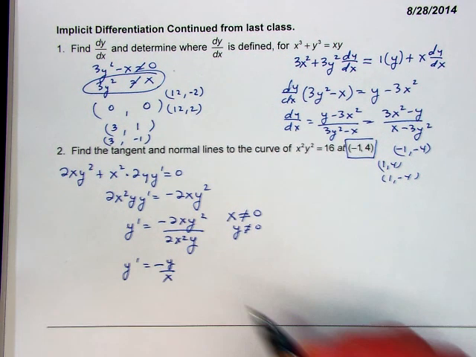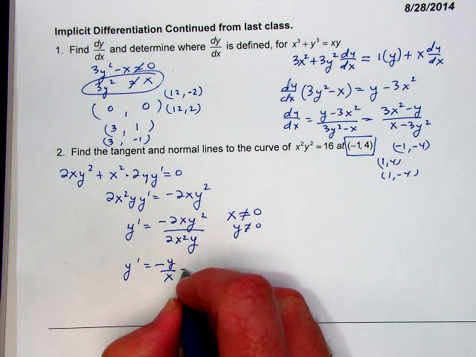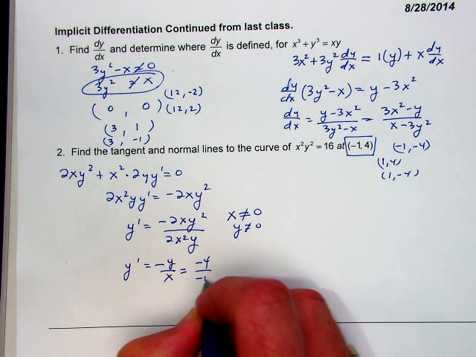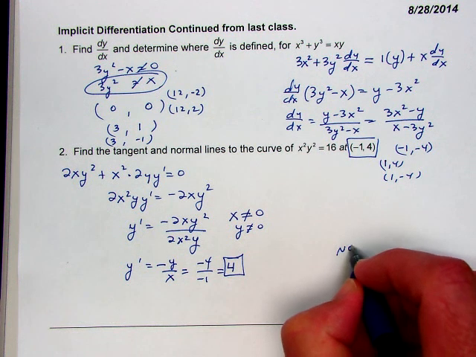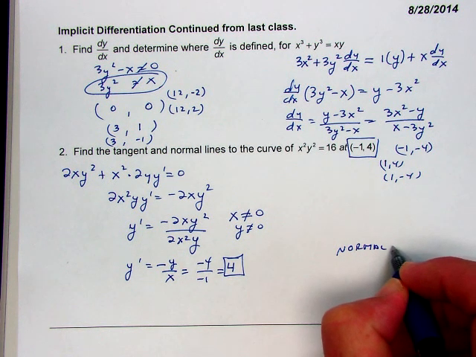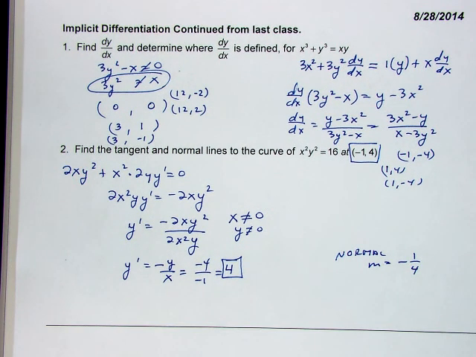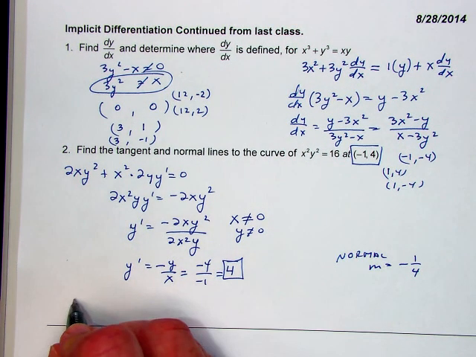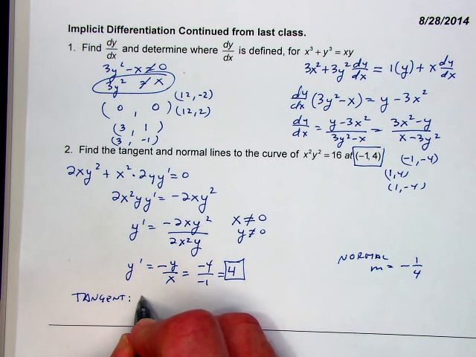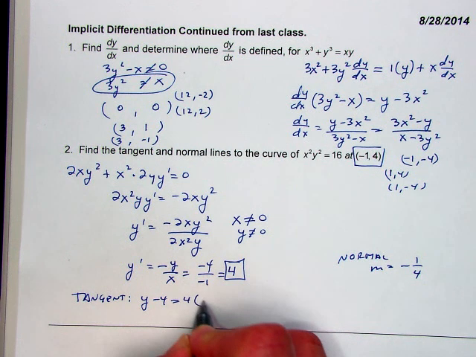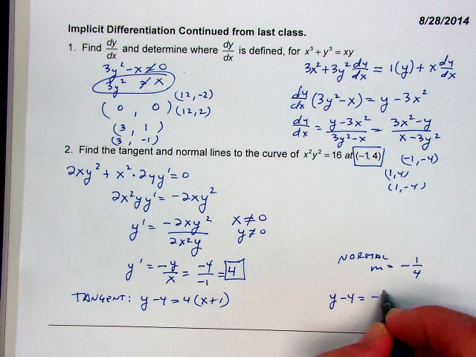So what does that mean? The slope at any point is equal to the opposite of the y coordinate over the x coordinate. So in this case, what is that equal to? Negative 4 over negative 1, so the slope at that point is 4. The normal line will have a slope equal to negative 1/4. So let's write the equation of those at that point. The tangent will therefore be y minus 4 is equal to 4 times the quantity (x plus 1). The normal will be y minus 4 is equal to negative 1/4 times (x plus 1).